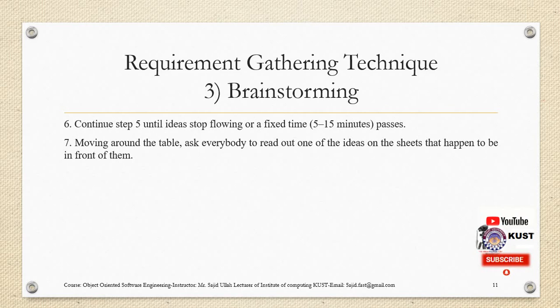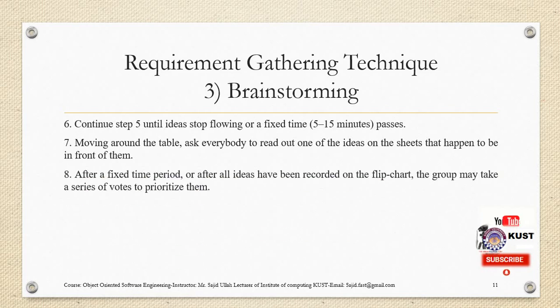Moving around the table, ask everybody to read out one of the ideas on the sheet that happens to be in front of them. If anyone seeks an explanation, the originator of the idea may comment briefly, although he may choose not to say anything in order to remain anonymous. The moderator or secretary writes each idea on the flip chart, then optionally the whole group may briefly discuss the idea.